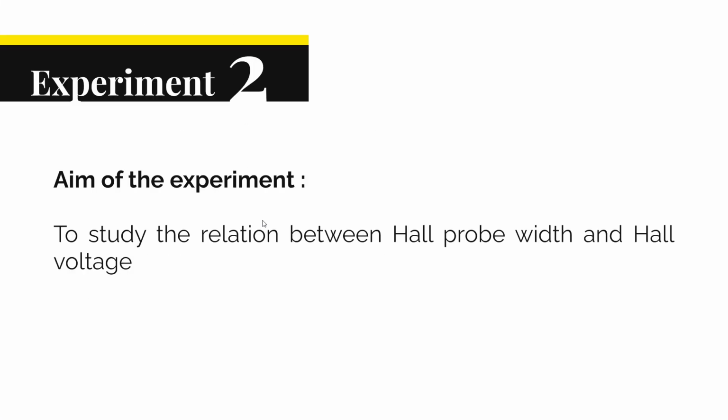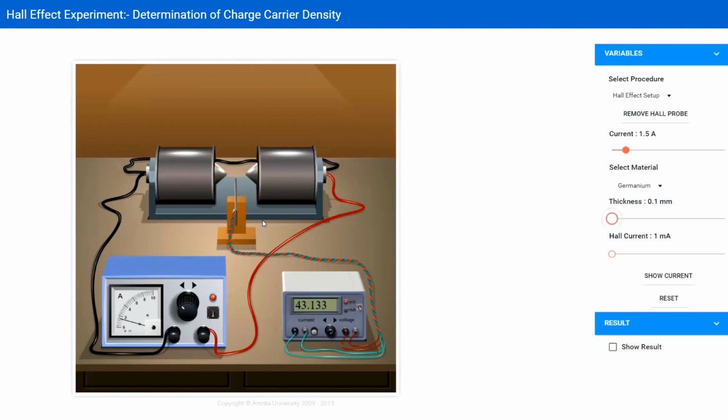Now we'll move on to experiment number 2, where we'll study the relation between the Hall probe width and the Hall voltage. For the second experiment, I have chosen this virtual lab by Amrita University. In this, I've already selected the Hall effect setup, and I've set the constant current supply to, let's say, 2 ampere. Our selected material is germanium.